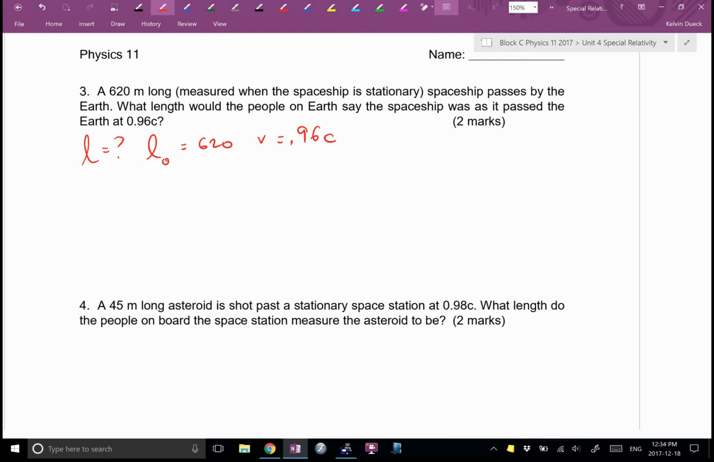Okay, so I'll have no problem, Emma, saying 96% of the speed of light on your test as well. And I'll expect you to say, oh, 96%, 0.96 of the speed of light, c.